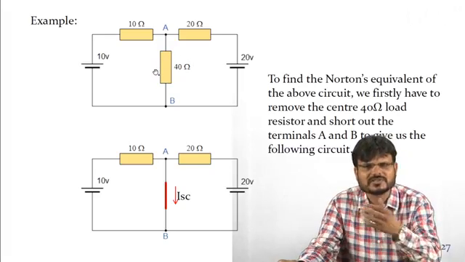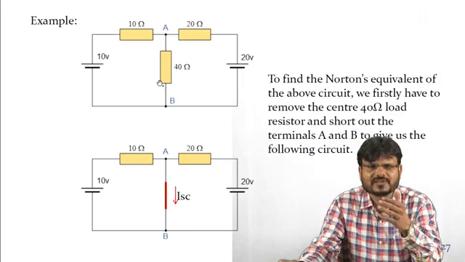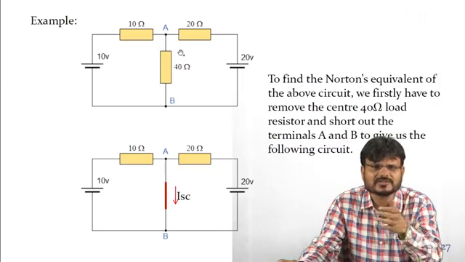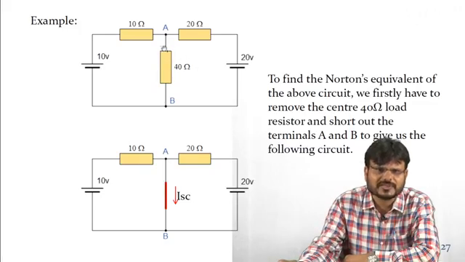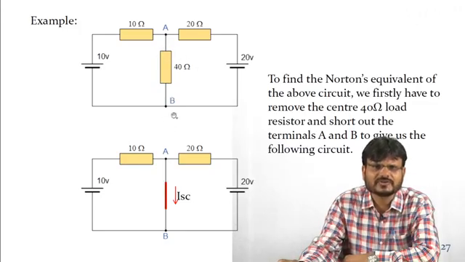So what is the first step? First, in whichever branch you have to find the current or voltage, remove that branch from this figure. So just remove this branch A and B from this network. So how will it look?